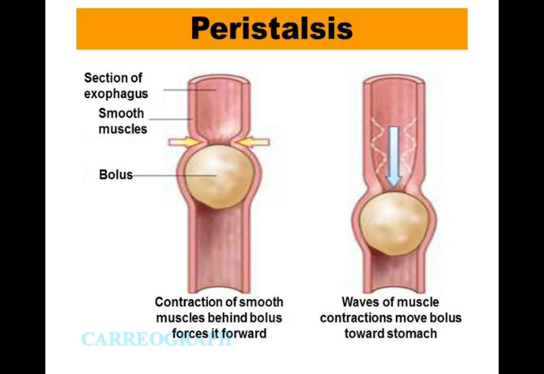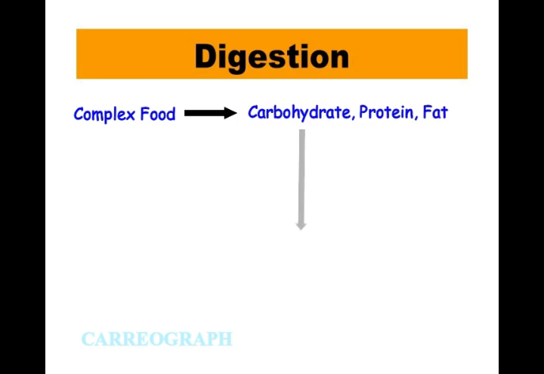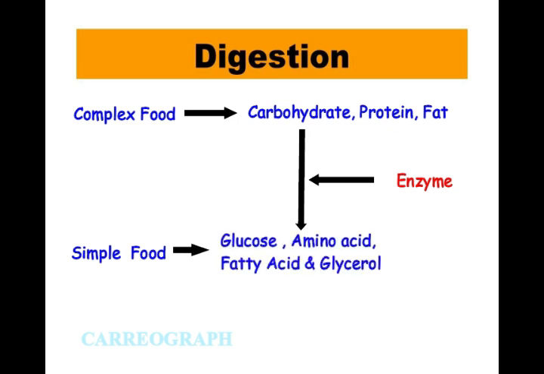After propulsion, the process which takes place in this digestive system is digestion. This digestion is the process of breakdown of complex food, that is carbohydrate, protein and fat, into simple food with the help of enzymes. And these simple foods are glucose, amino acid, fatty acid and glycerol. After digestion, that is breakdown of complex food into simpler food, we have the process of absorption.